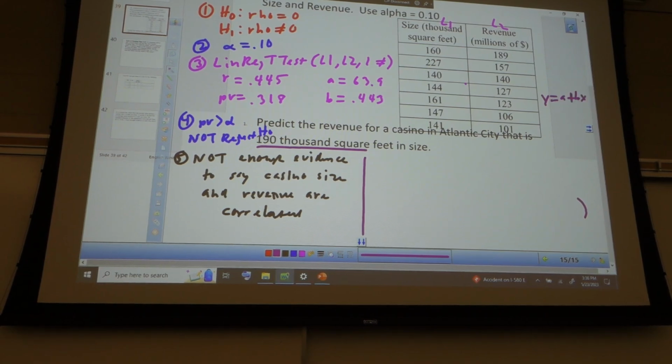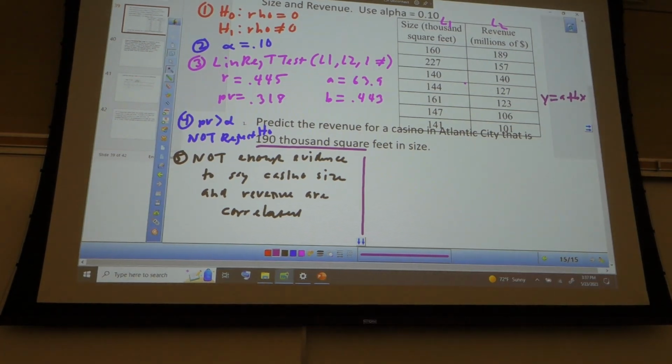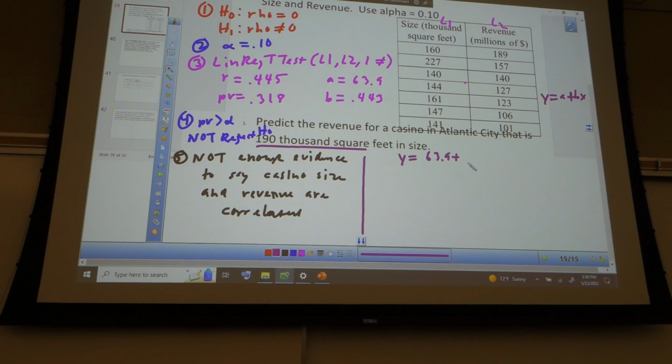Also on your calculator. I will give you 2 minutes, 1 minute. Okay, so let me see. I think I have this. I'm going to go Y equals A, 63.9, plus B, 24.3 times X, my X being 190. Is that right? Wouldn't we do 2-bar stat or no?